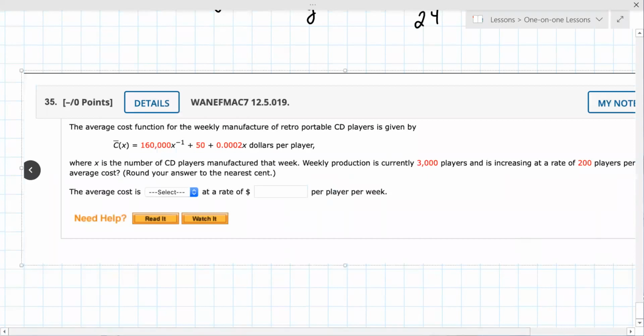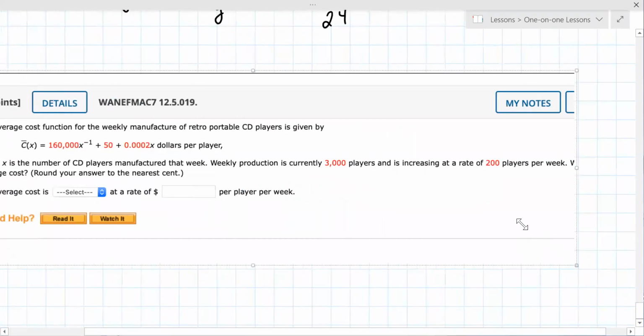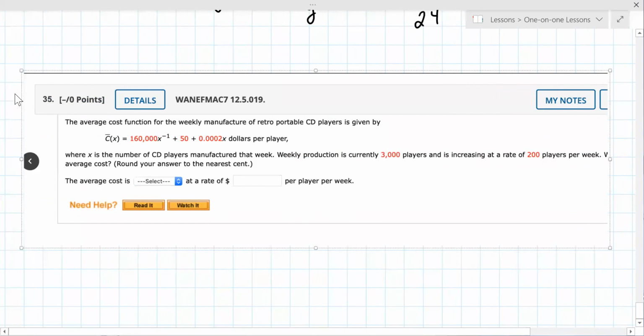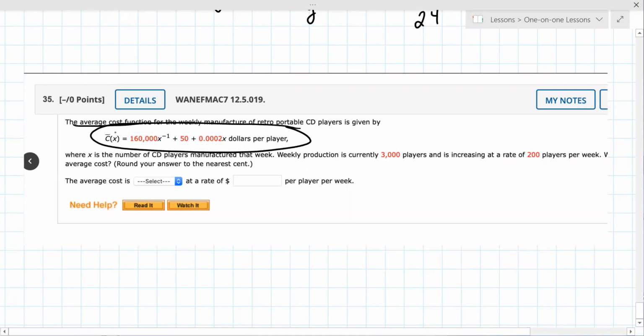All right, so the average cost is this function. This is the average cost function right here. It has this bar on top. They tell you that weekly production is currently 3,000 players. So that's X. X is 3,000. And X prime is 200.